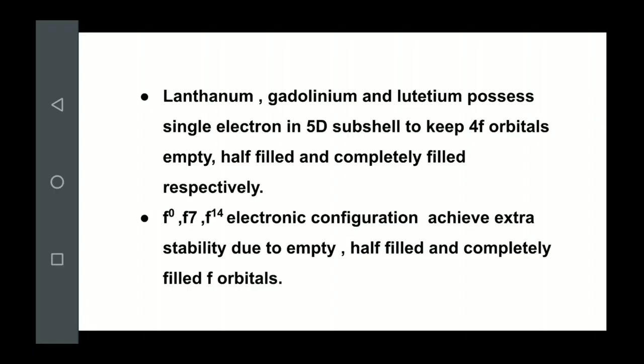But the expected configuration was what? That electron should have been present in the 4f subshell according to the Aufbau method. Now when this one electron jumps into the 5d subshell, these orbitals will get what? f0 configuration, f7 configuration and f14 configuration. These electronic configurations achieve extra stability due to the empty, half-filled and completely filled orbitals. So to achieve that extra stability, what happens? These atoms give a variation from the expected electronic configuration, the observed configuration, which we have discussed.